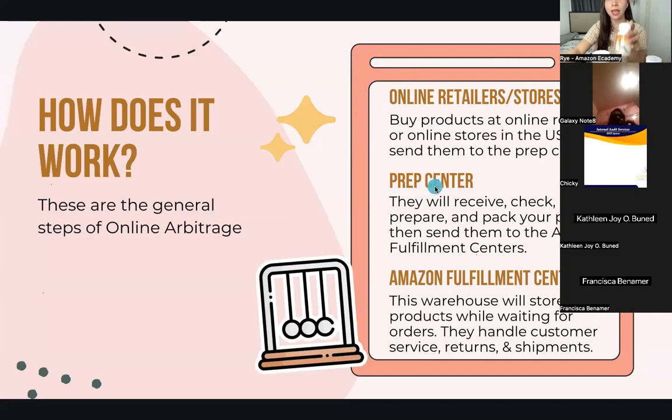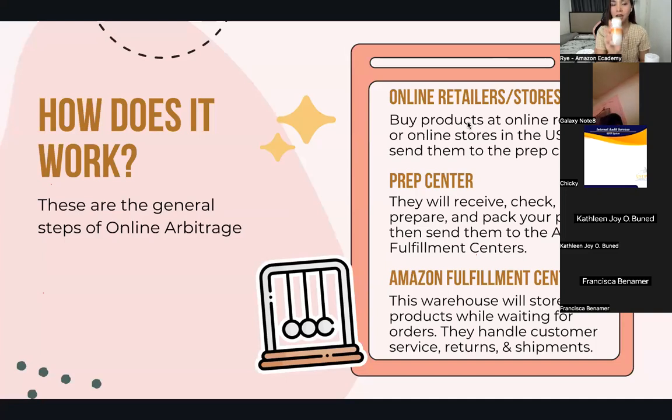Tapos ito si Prep Center. Tapos ito si Amazon Fulfillment Center. Si online store or si online retailers, dito tayo bibili ng products. Okay? Sa US to ha, dito tayo bibili ng products. Tas i-deliver natin, syempre wala tayo doon, di ba? Wala tayo sa US, nandito tayo sa Pilipinas. I-deliver natin siya sa Prep Center. So si Prep Center yung magiging business partner natin dito.